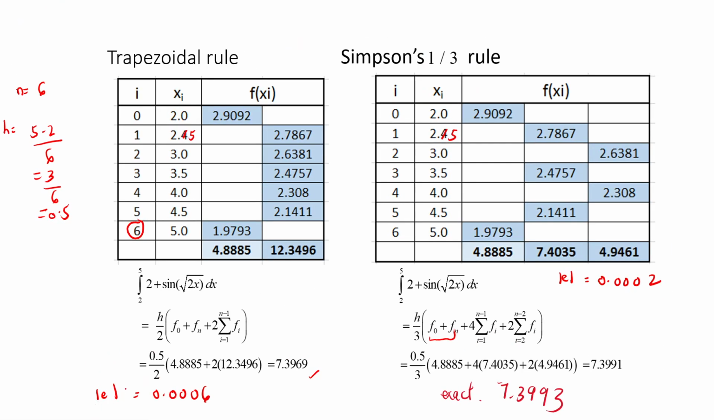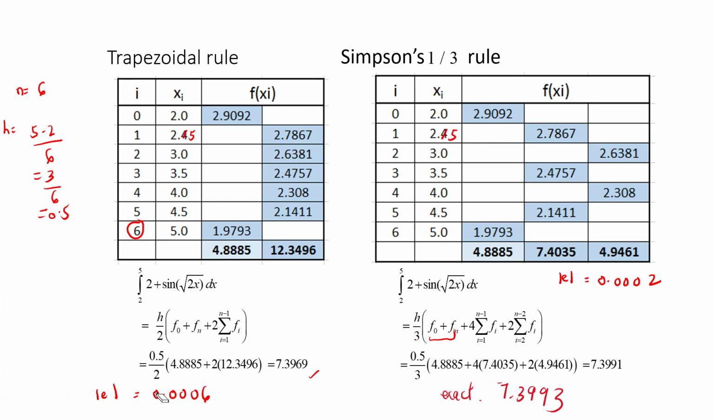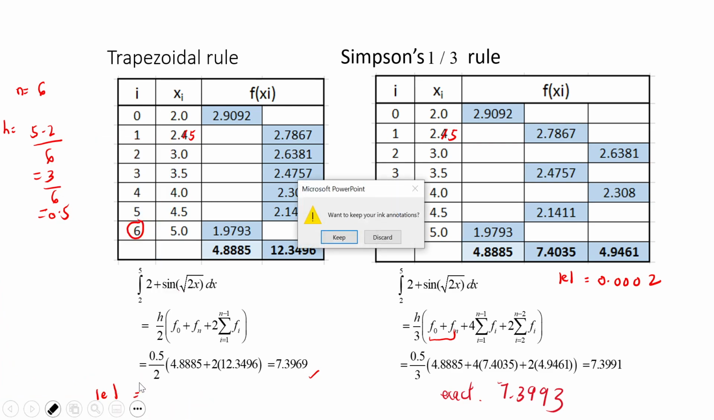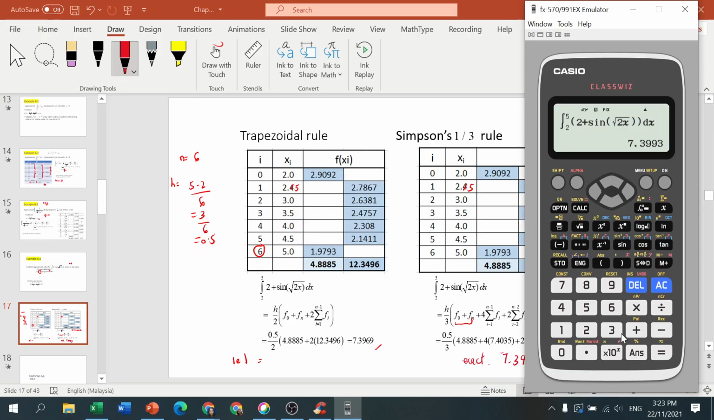Okay, I want to erase this one. 7.3993 minus 7.3969. Okay, the error is 0.0024.